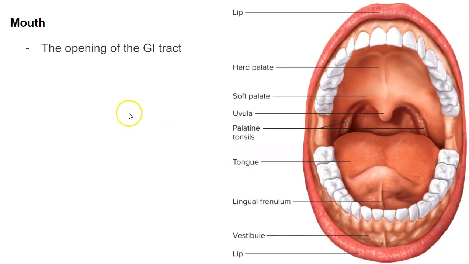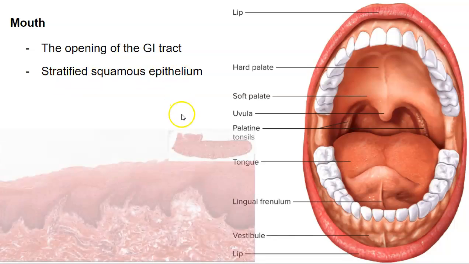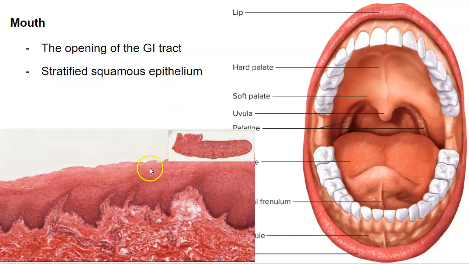Let's look at the mouth first. There'll be no surprises here. The mouth is the opening of the GI tract. Stratified squamous epithelium. That's also not a surprise because the mouth isn't specialized for absorption. The mouth is specialized for mechanical digestion. So this needs to be a barrier, a protective barrier.